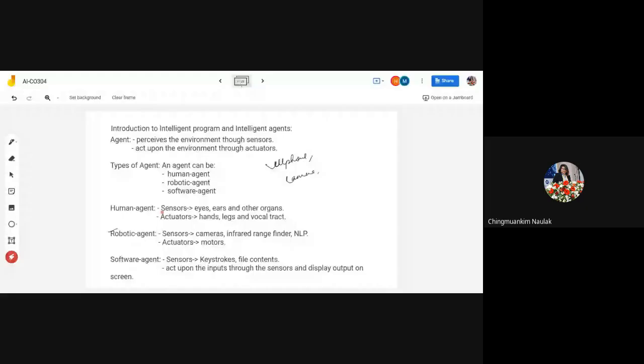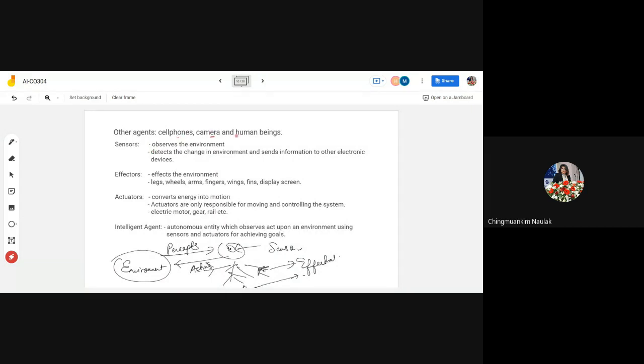For a human agent, your sensors are your eyes, ears and other organs, and your actuators are what you act upon with. So you have your hands, legs, and vocal tract. If you look at a robotic agent, for sensors you have cameras and infrared rangefinders, and actuators such as motors. For a software agent, you have sensors such as keystrokes and file contents. These are sensory input, and the agent acts upon these inputs and displays the output on the screen. And you have other types of agents: cell phones, cameras, and human beings.